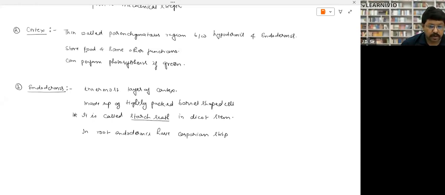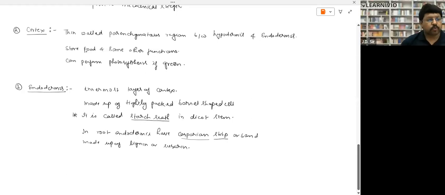In root, endodermis have Casparian strip or band, which is made up of lignin or suberin. So what are the endodermis, right? Let me tell you what are the endodermis and what is the Casparian strip. Do you have any idea about that?